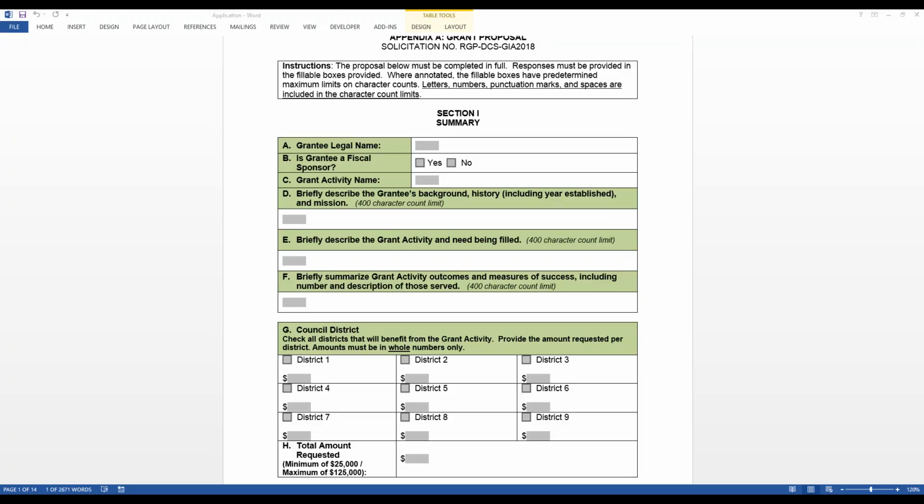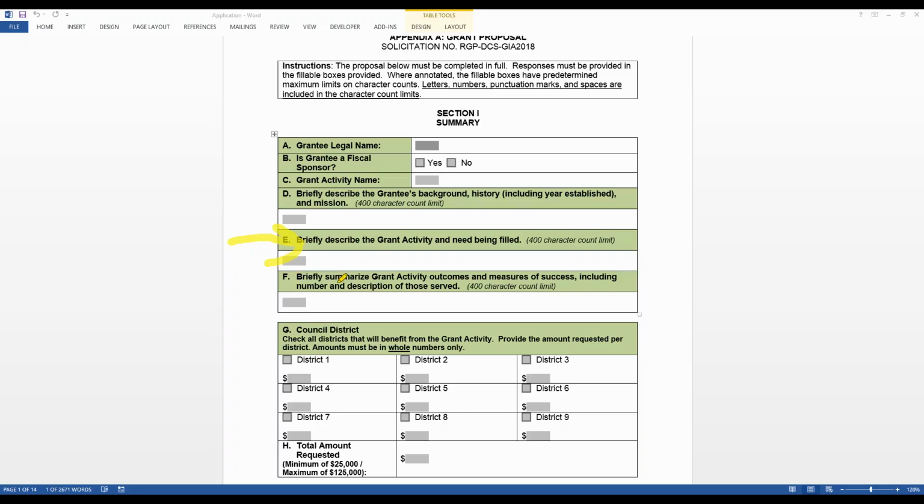Section E, here, briefly describe the grant activity and need being filled. This content is very important. It's going to be used as an executive summary, and it will show up in many different reports, such as the report from the commissioners to the city council, which eventually becomes a public record. So I see it as an opening gate to your proposal, a very important section. So be very clear and concise about what the grant activity is that you're trying to do, or what the need is that you're filling.